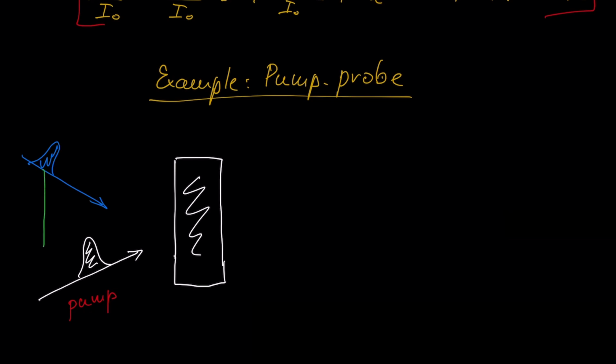If we, for instance, drop these two things on some sort of a time axis, we would have a delay between the two pulses, which we can call capital T, and this probe pulse will get absorbed. So we will measure the absorption coefficient of the matter here, with and without the pump. So we would have the measurement with pump and the measurement without pump.